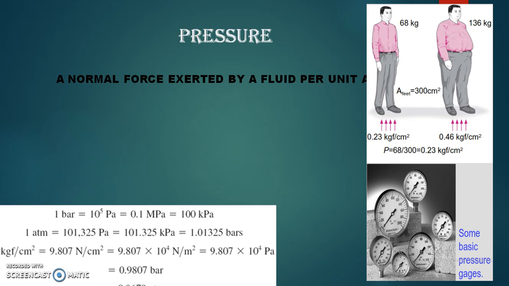Now the pressure. What is pressure? A normal force exerted by a fluid per unit area is called pressure, or a normal force exerted by anything per unit area is also called pressure. The unit of pressure is Newton per mm square. The unit of stress is the same as the unit of pressure. The only basic difference between stress and pressure is that stress is the internal force, whereas pressure is external.